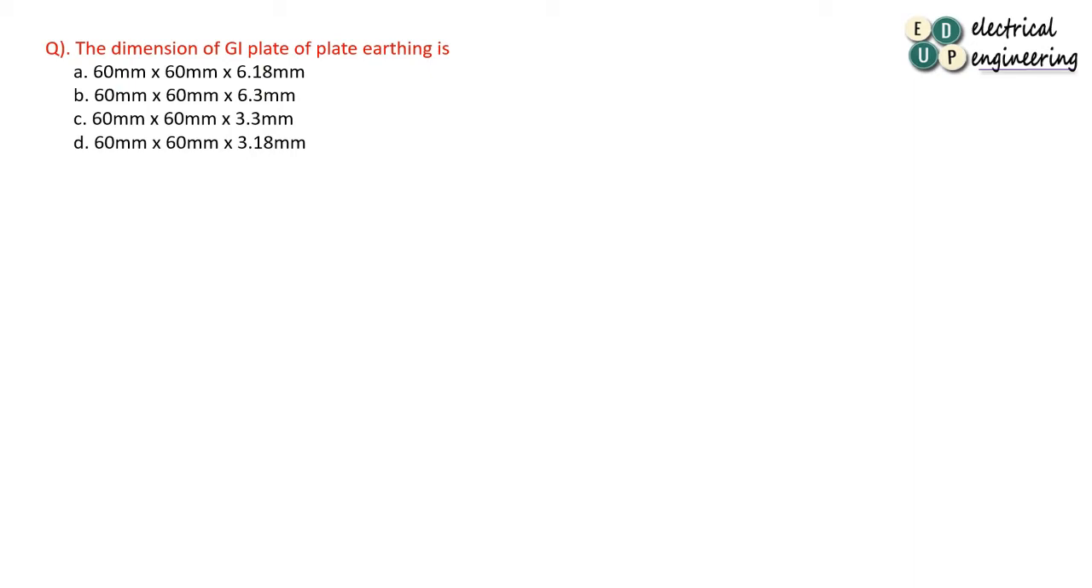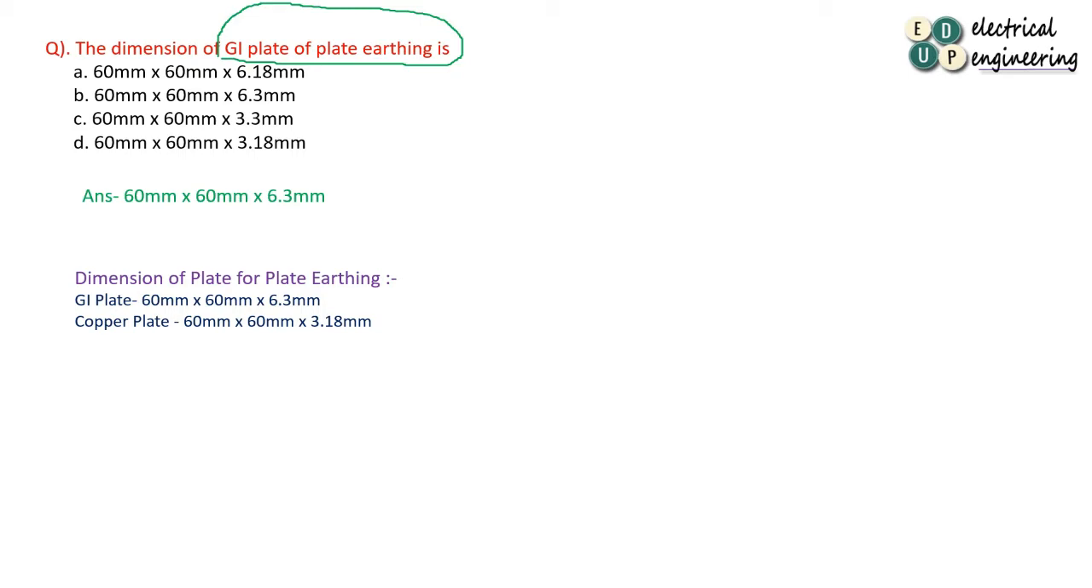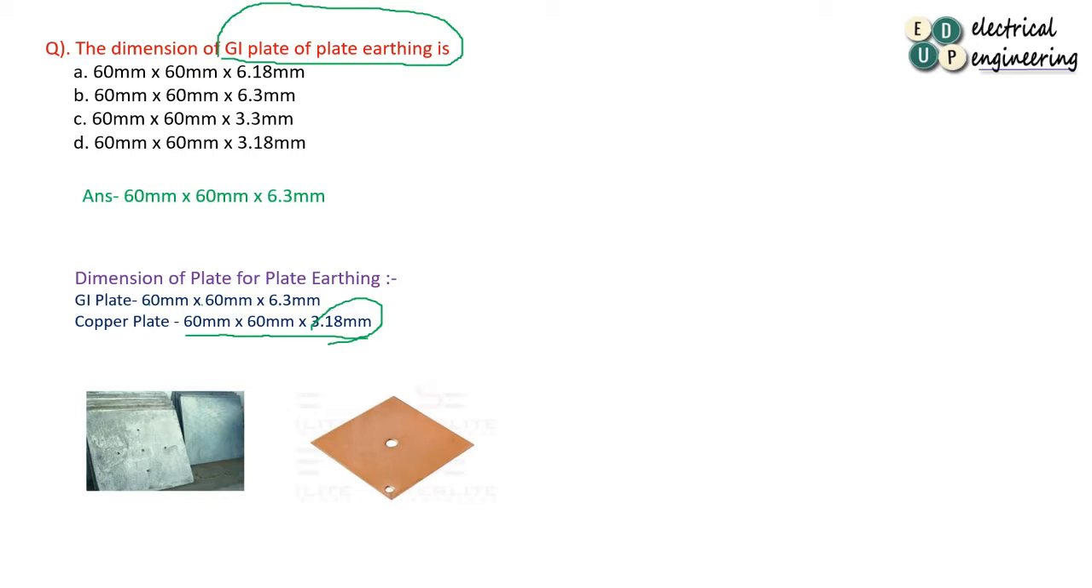The next question is the dimension of the GI plate for plate earthing. This is a question that we solved in our lecture section. So basically the dimension of the GI plate for plate earthing is 60, 60 and 6.3 mm. As additional information, for a copper plate it is 60, 60 and 3.18 mm. Some books mention 3 mm or 3.18 mm. So these are the images of a GI plate and a copper plate.